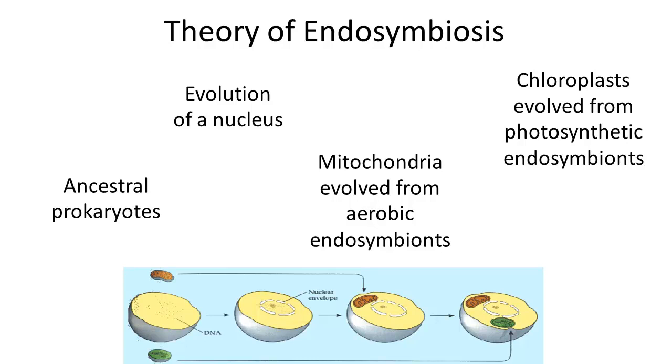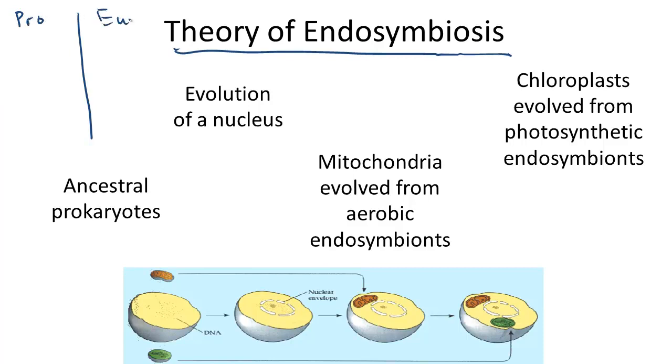How did more complex eukaryotic cells come about? Well, in order to understand the theory of endosymbiosis, as we will in this lesson, we want to first compare and review the difference between prokaryotic and eukaryotic cells very quickly.